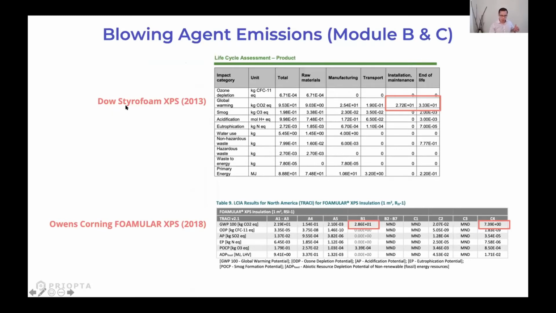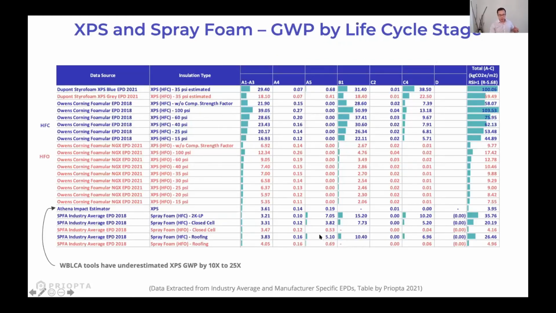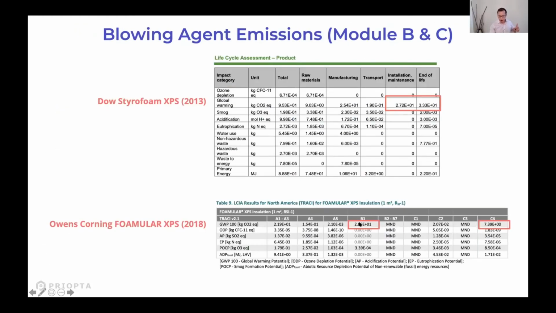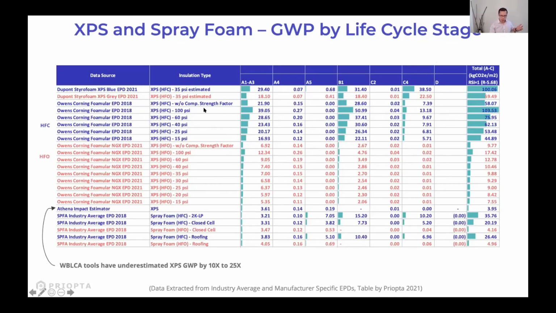So when I was looking at the EPDs, this was a couple years back, but looking at Dow, which is now DuPont's Styrofoam XPS EPD, I noticed that the installation and end of life, so the module B and module C stages, those emissions were quite high. Same thing with Owens Corning's older versions of the XPS. And oftentimes with these EPDs, it's kind of hard to distinguish. You just see a table with scientific notation, and it's hard to see how significant these numbers are. So I put them into an Excel spreadsheet.